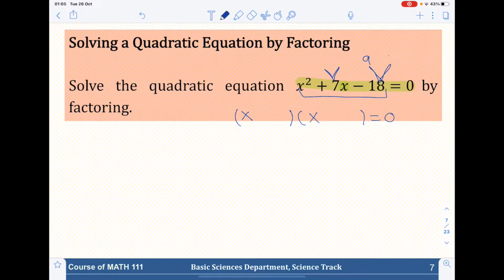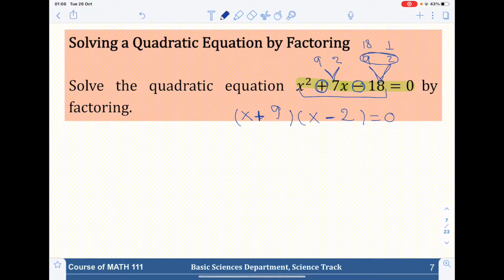9 times 2, or 18 times 1. Okay, now I will go with 9 and 2 because if I add 9 with 2, I will have 7. Now, since this is negative, that means one of the factors is negative and the other one is positive. And since here is positive, that means the larger number is positive, which is 9. So here 9, here 2.